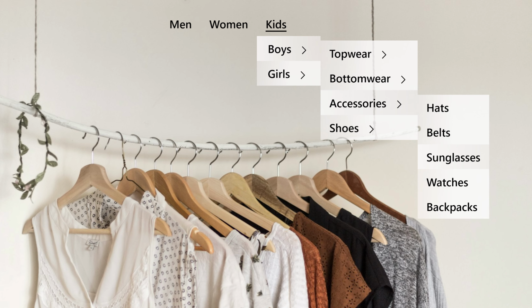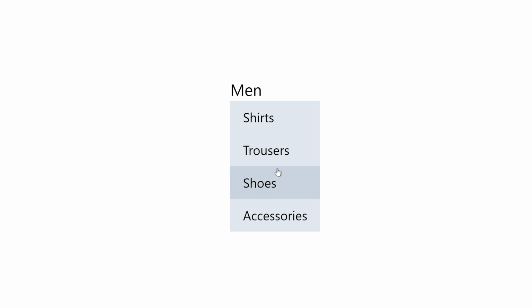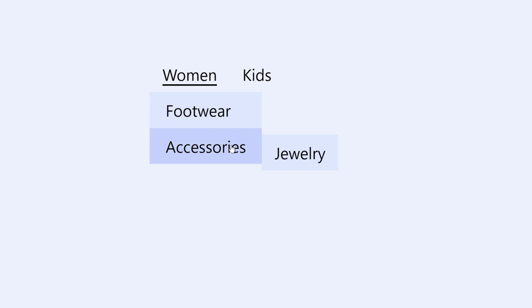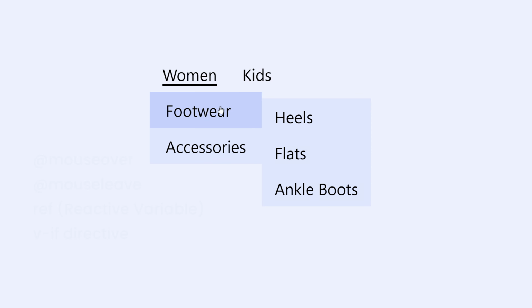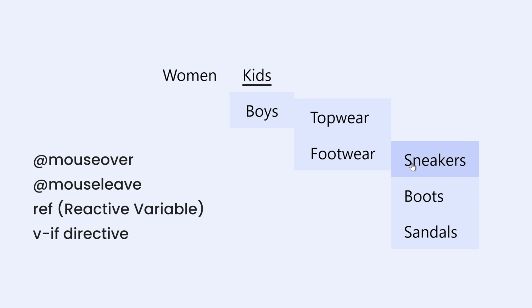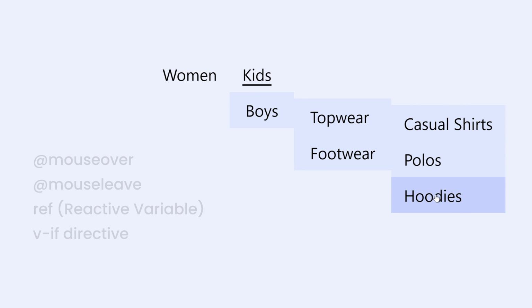Back to multi-level drop-down menus. First, we'll start with a simple example using only Tailwind CSS and no JavaScript. This basic dropdown will help you understand the fundamental structure. Next, we will create a more complex dropdown with 2 and 3 levels of nesting. We will use mouse over, mouse leave events, reactive variables with ref, and v-if directive to achieve this.